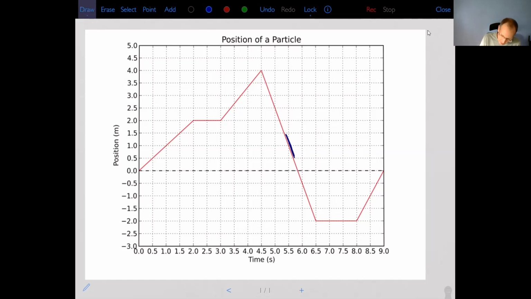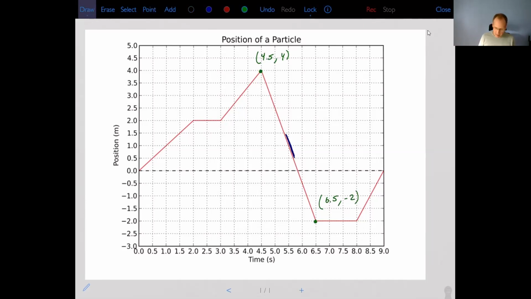So if I want to find the slope of just that blue tangent line, it's easier to find the slope of the entire line. Let me choose the two endpoints: this point right here, which is 4.5 comma 4, and this point right here, which is 6.5 comma -2. Then I can calculate the slope of that entire line, and that will be the same as the slope of that blue tangent line.